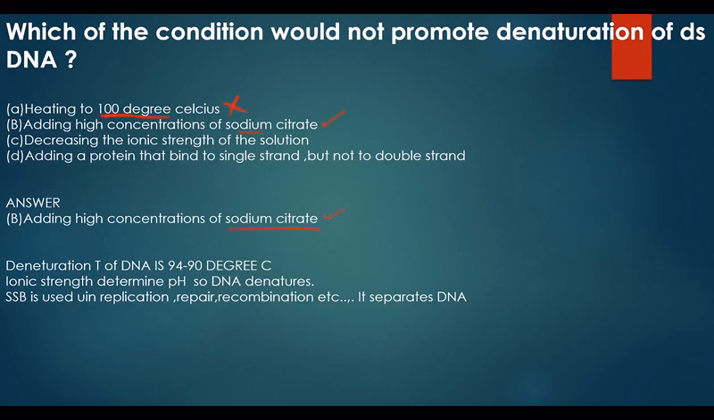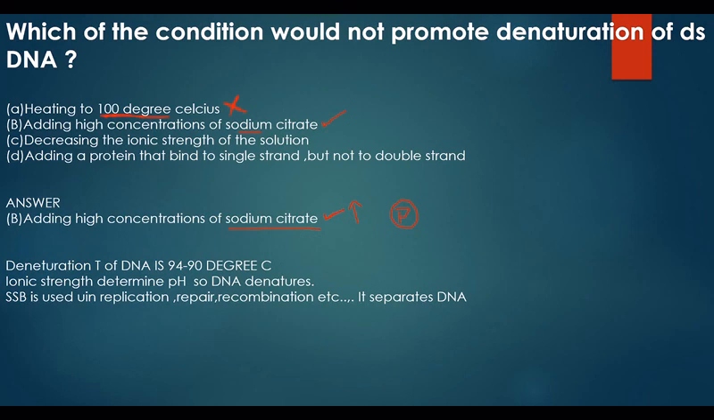Salt ions reduce the electrostatic repulsion between the phosphate charges, because phosphates are present consecutively, as we all know from the DNA structure. So this reduces the electrostatic repulsion between the phosphates too. So adding a high concentration of sodium citrate doesn't promote denaturation at all. So the answer is B, adding a high concentration of sodium citrate.